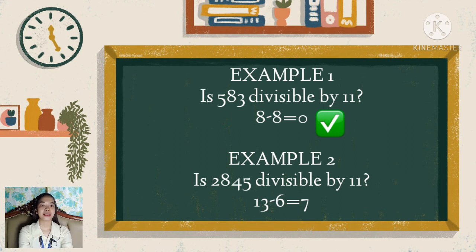So we need to add the odd place. 8 plus 5 is equal to 13, and 2 plus 4, which is the even place, is 6. So 13 minus 6 is equal to 7. So therefore 2,845 is not divisible by 11.